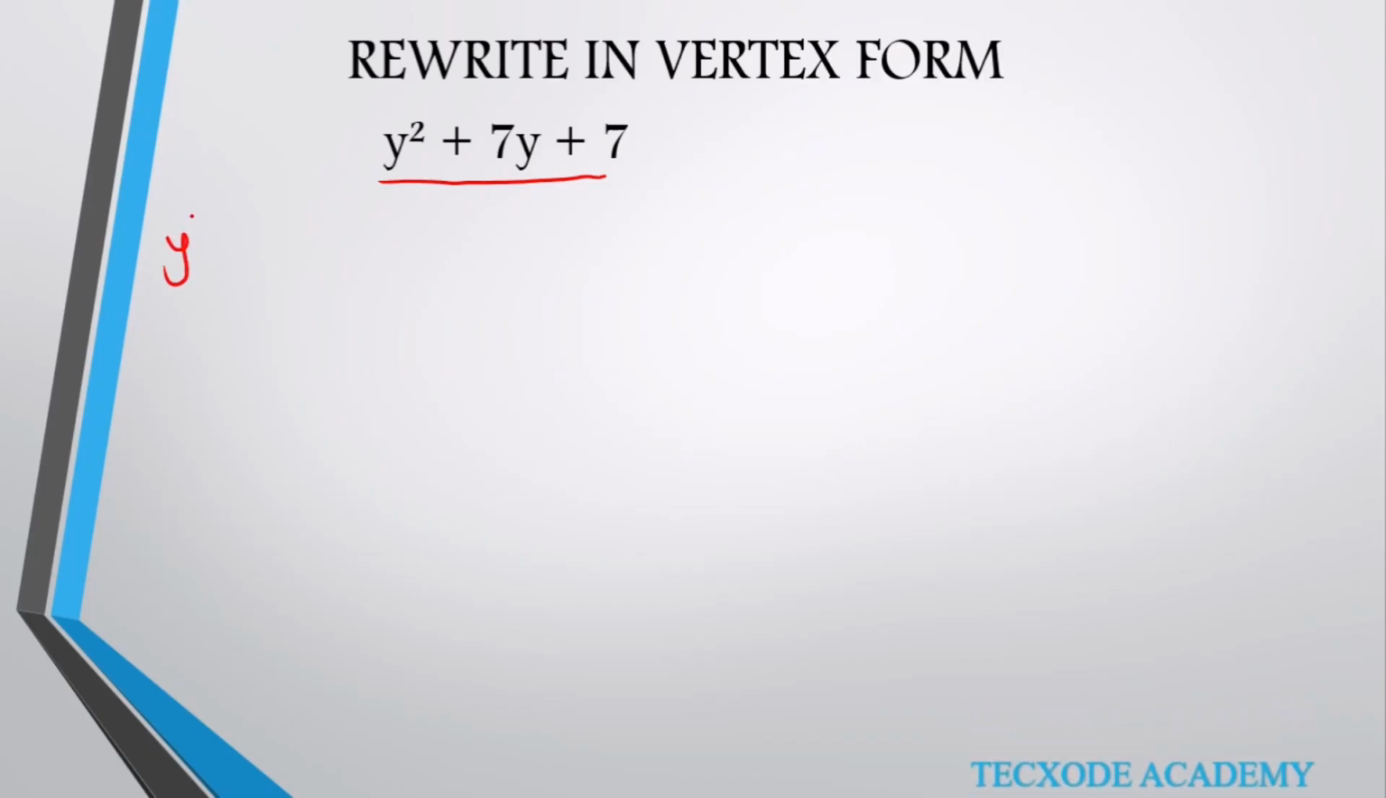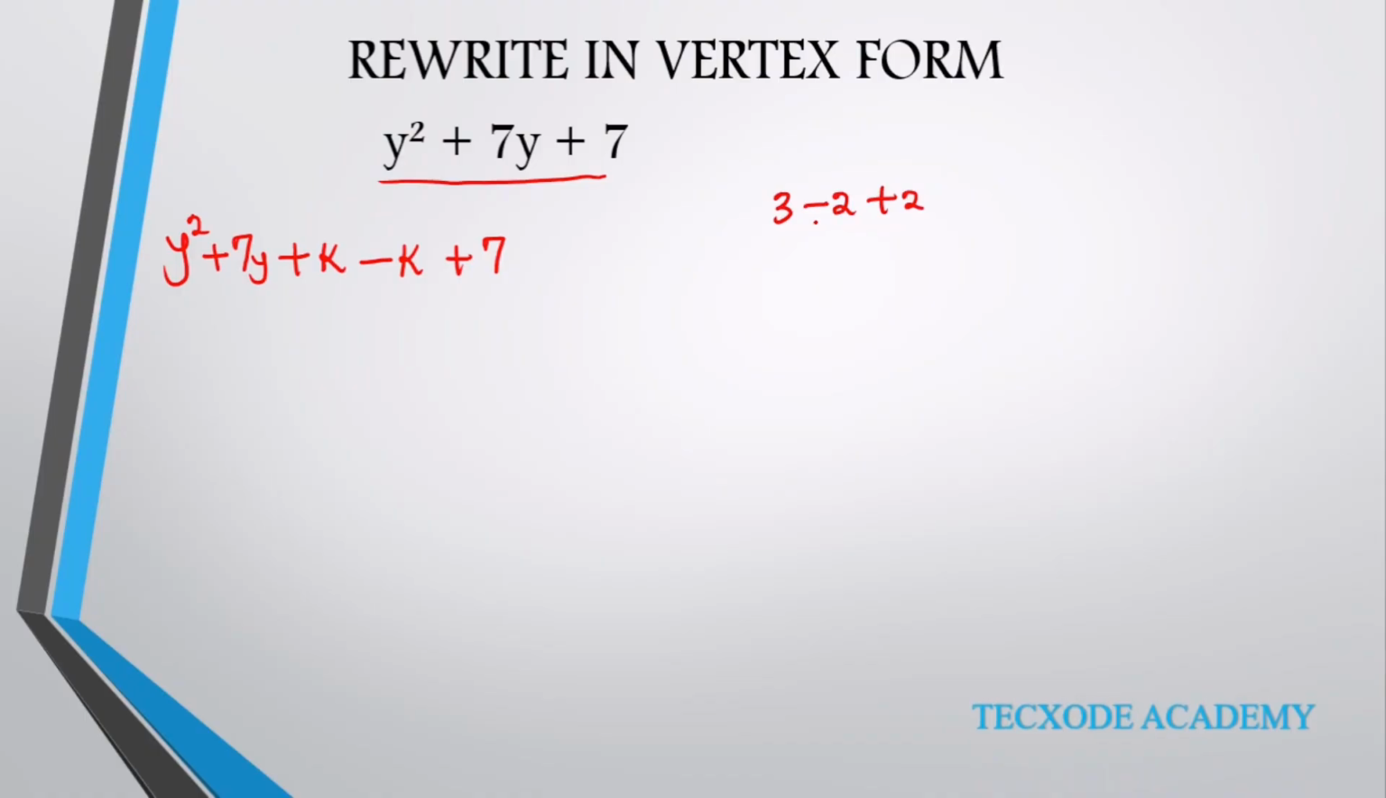So I'm going to do y squared plus 7y plus k minus k plus 7. Now, why do I do this? If I say 3 minus 2 plus 2, you agree with me that this is the same thing as 3. I've not done anything to it. That is why I'm introducing k and also taking it away, because I don't want to manipulate or change the question that I was provided with.